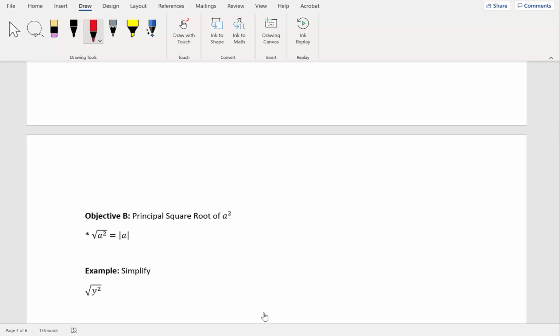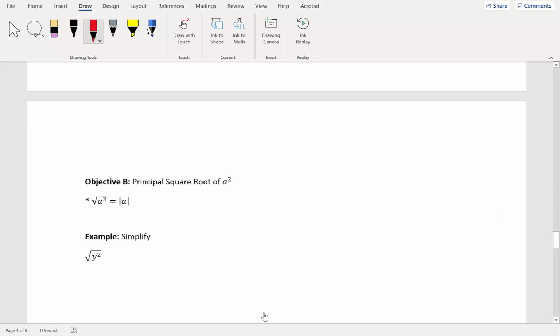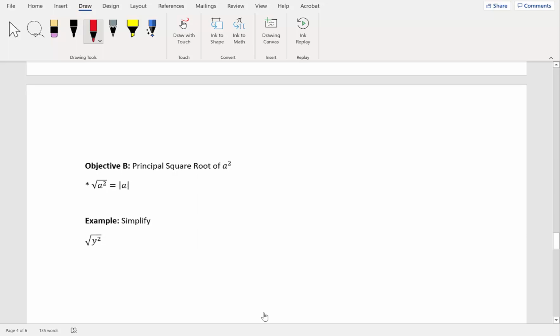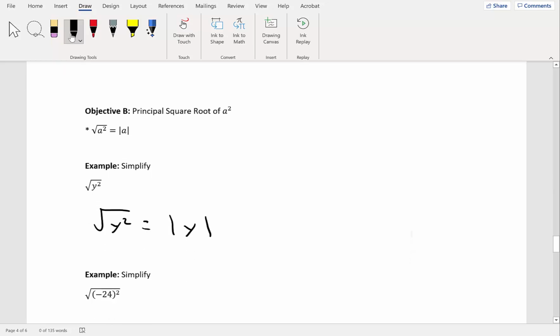Okay. So let's take a look at some examples here. Simplify, we have the square root of y squared. Well, this follows the same form as that property that we just saw. So the square root of y squared is equal to the absolute value of y. So when we're dealing with variables, we just have to ensure that it is positive, or I should say non-negative. So that's the reason for our absolute value.